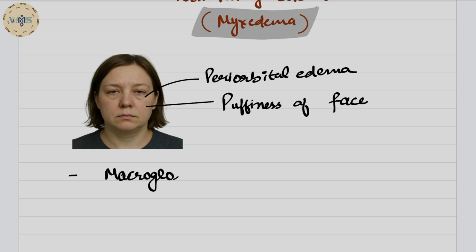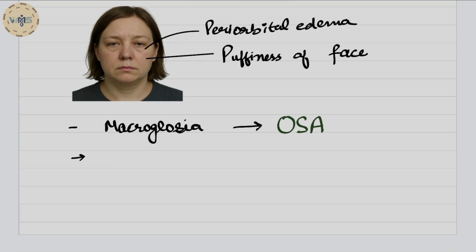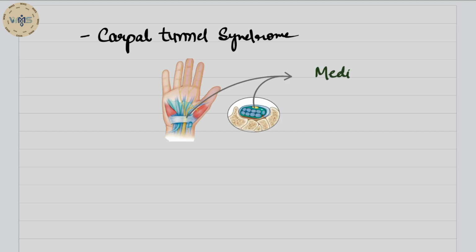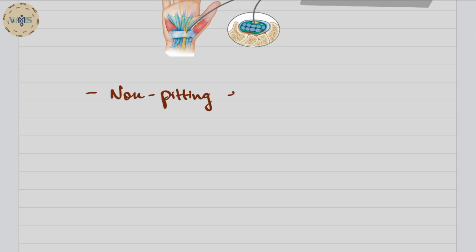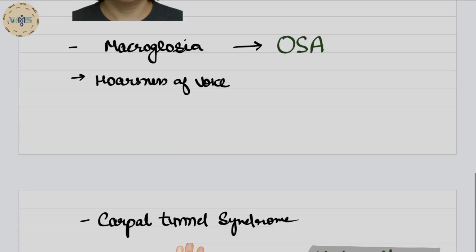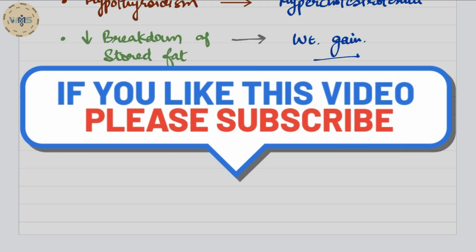macroglossia, which can cause obstructive sleep apnea, hoarseness of voice due to laryngeal tissue infiltration, and carpal tunnel syndrome because of median nerve compression. The commonest cause of non-pitting edema in females is hypothyroidism, and these are the clinical features of hypothyroidism.